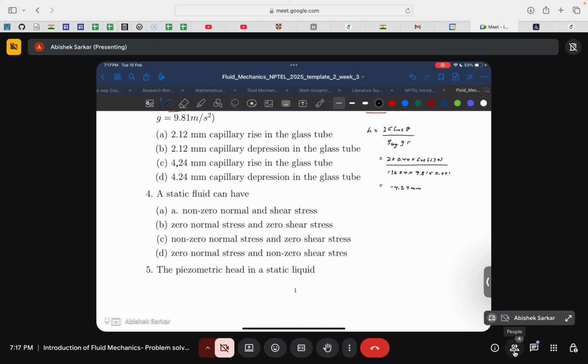It is said that a static fluid can have non-zero normal stress and zero shear stress. Absolutely correct. Why? Because we already discussed that in fluid statics, the pressure forces, the normal stress components, are relevant. They will be there and they are balanced by your body forces, in our case gravity. But since there is no relative motion between the layers of fluid in fluid statics, no shear stress can arise because there is no angular deformation of the fluid elements. That's why the only correct option is that there can be a non-zero normal stress because pressure is there, and the shear stress would be zero. So that's correct.